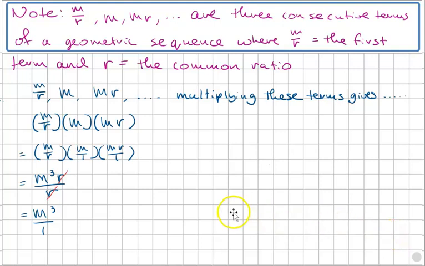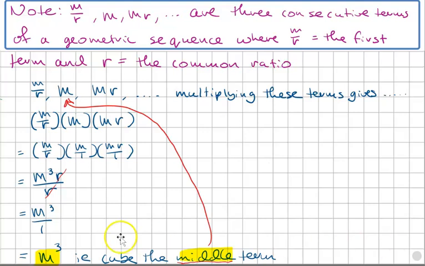The r's will cancel and you're left with m cubed over 1, which is just m cubed. So m cubed, i.e. we cube the middle term. So this is a really handy rule that you can use to work out some of these geometric sequences questions. So this is just kind of the proof behind it, or explaining why. But it's just really handy to learn off that if you cube the middle term, you end up getting what the three original terms multiplied together would equal.